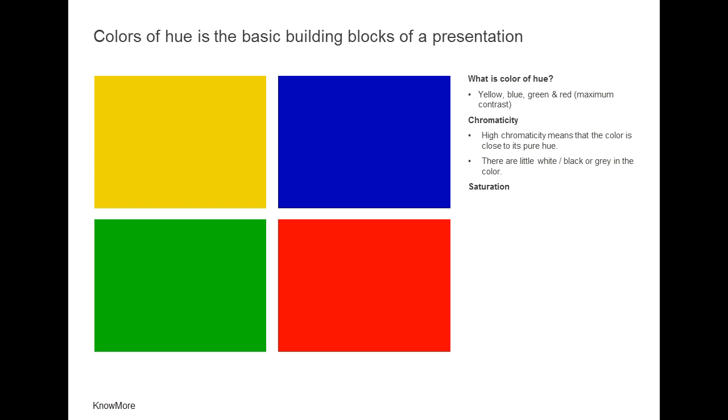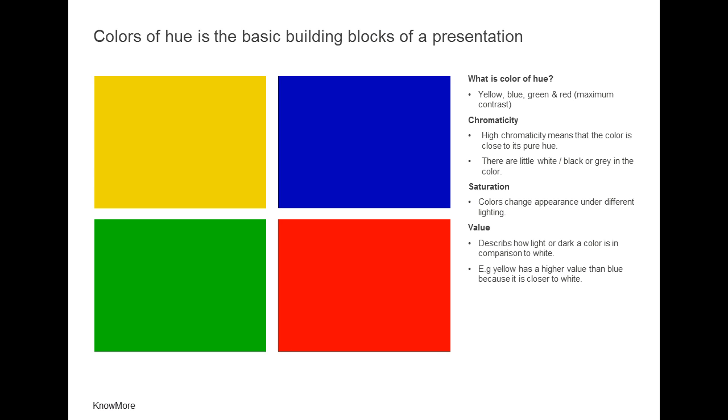Saturation refers to the degree to which the color changes appearance under different lightings. So a color might look different in the evening or when there are a lot of lights during the day. A color's value describes how light or dark the color is in comparison to white. That means that yellow has a higher value than blue because yellow is much closer to white than blue is.